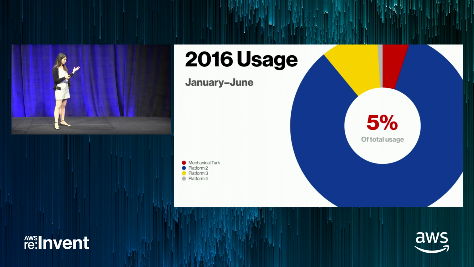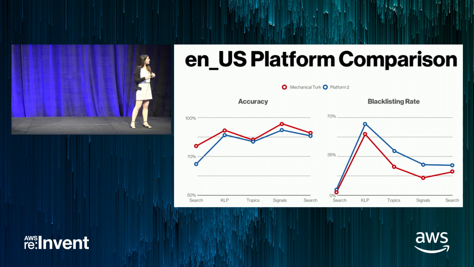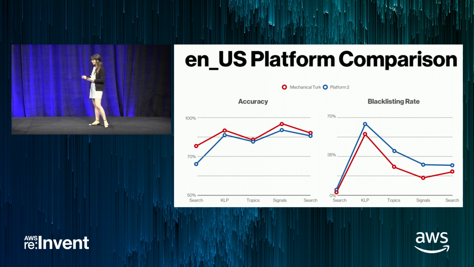One of which was Mechanical Turk, which at the time we were only using for about 5% of all of our human eval work. And then the second one is what I'll call Platform 2, which is the blue piece of the pie. And we were using them for about 70% of our work. So to compare the 2 platforms, we had an internal group of people create ground truth data sets across some of our most common English language templates. And we launched jobs on both platforms with as similar configurations as we possibly could, so that we could see how the platform impacted accuracy and blacklisting rates, which in the end would also impact overall cost.